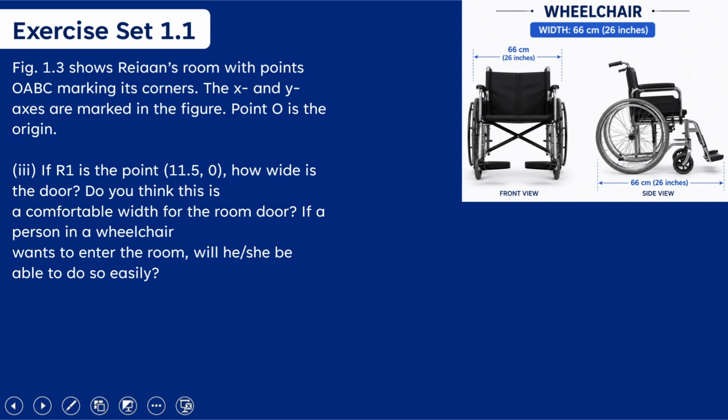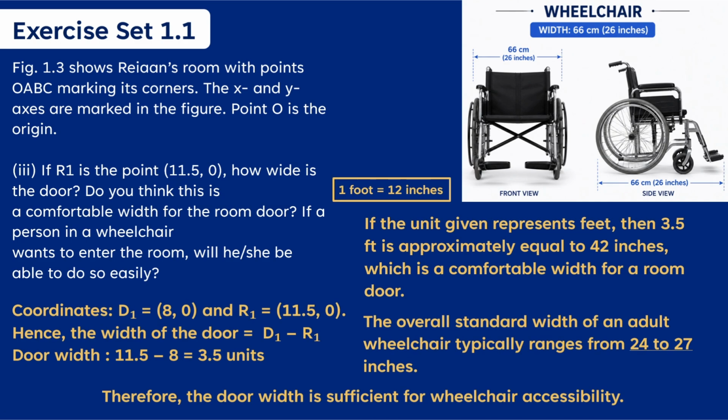For that, we have to know the standard width of the wheelchair. As we have found, the door width is 42 inches, which is quite a comfortable width for a room door. And the overall standard width of an adult wheelchair typically ranges from 24 to 27 inches, which is much smaller, because 27 is smaller than 42 inches. So it is quite comfortable and quite wide. Therefore the door width is sufficient for wheelchair accessibility.